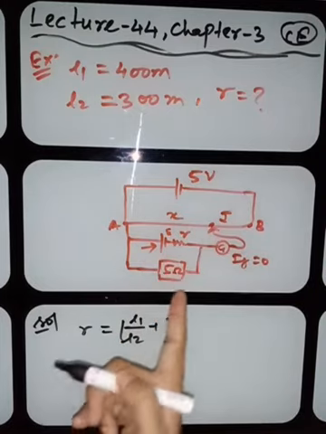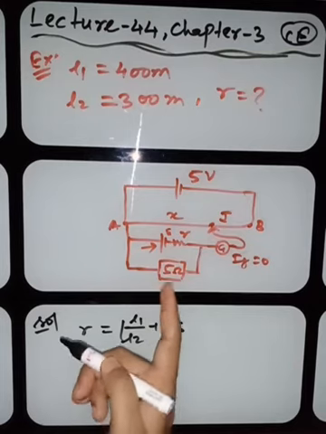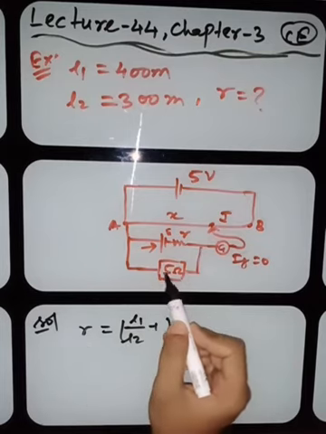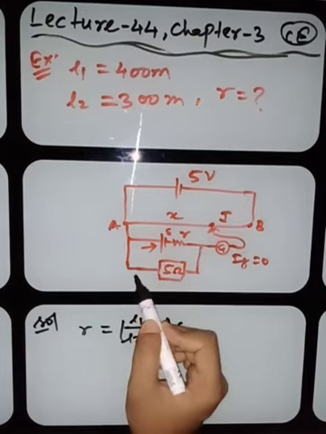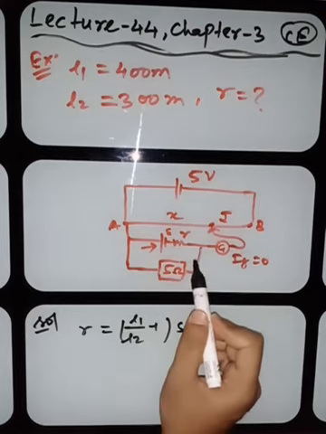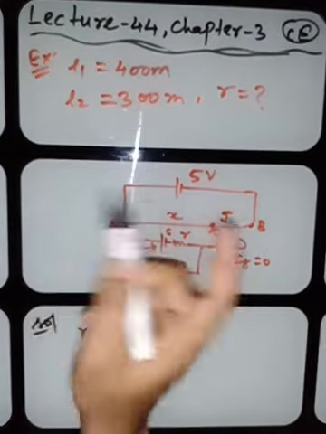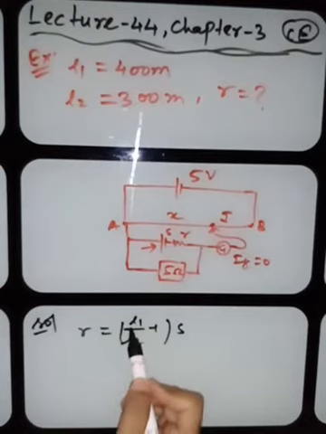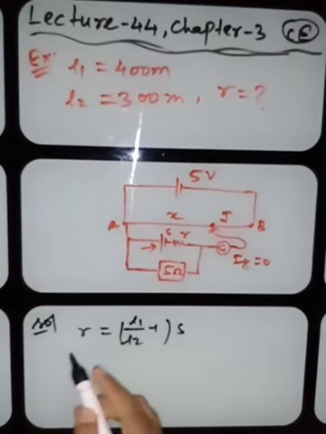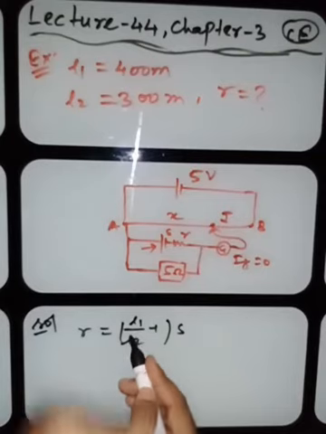First, it was shunted by infinity. What does it mean? If infinity is connected over here, current will be 0. It means the circuit will be considered an open circuit, and L1 in this formula, try to remember, was the length when the circuit was open. It means L1 is given as 400 meter.